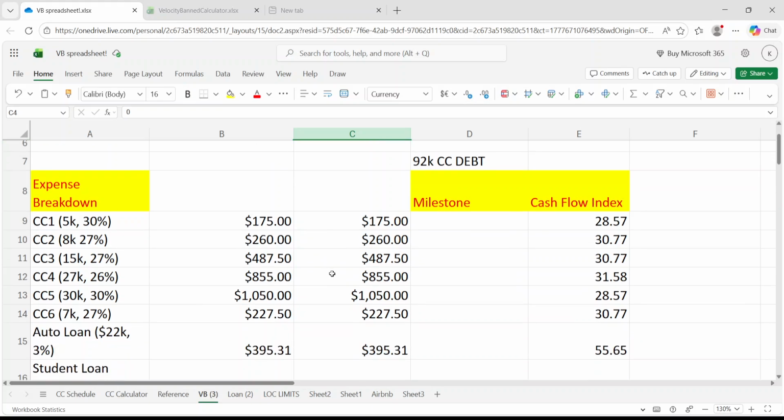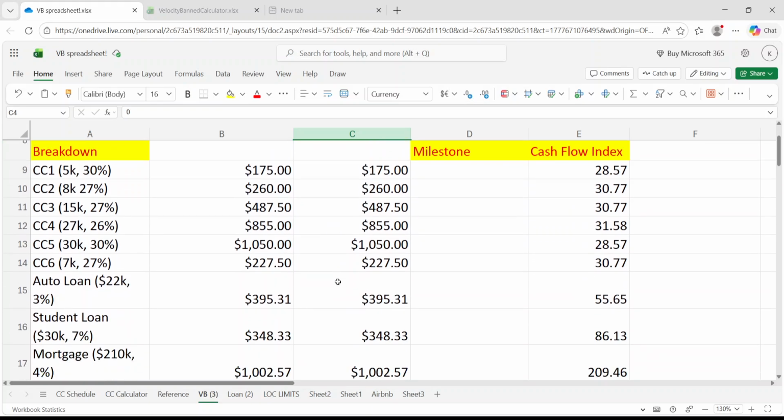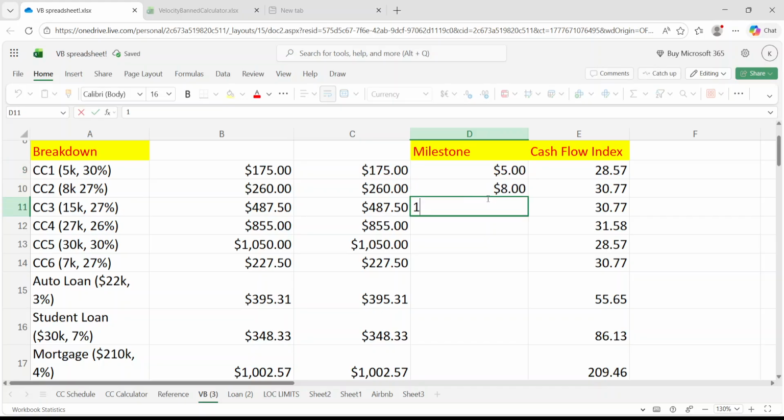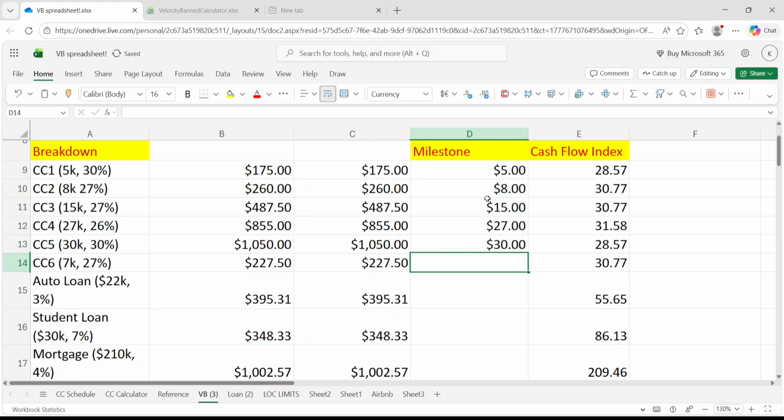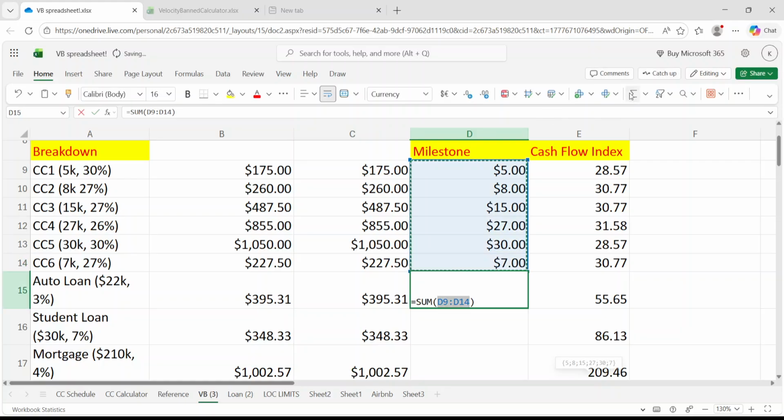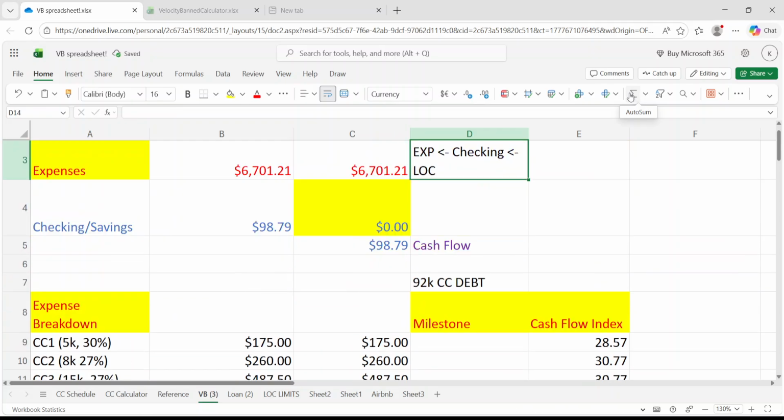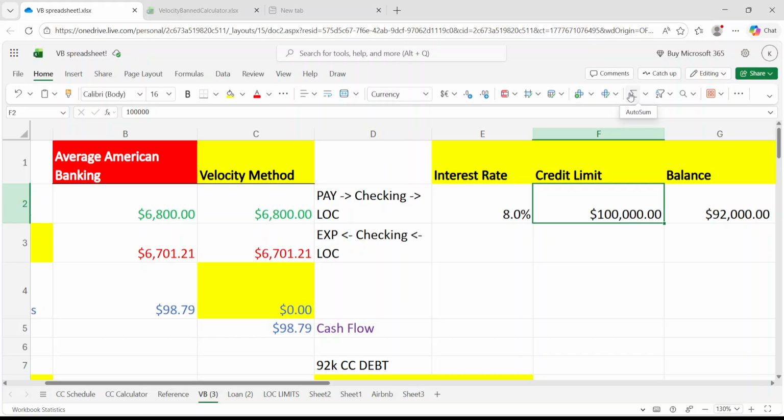So let's take a look here. Let me calculate this one more time, make sure I did this right. So 5, 8, 15, 27, 37, and then now 92,000. Yeah. So why do we demonstrate with a free and clear line of credit? Because it's so much easier to demonstrate it with a free and clear line of credit than not.